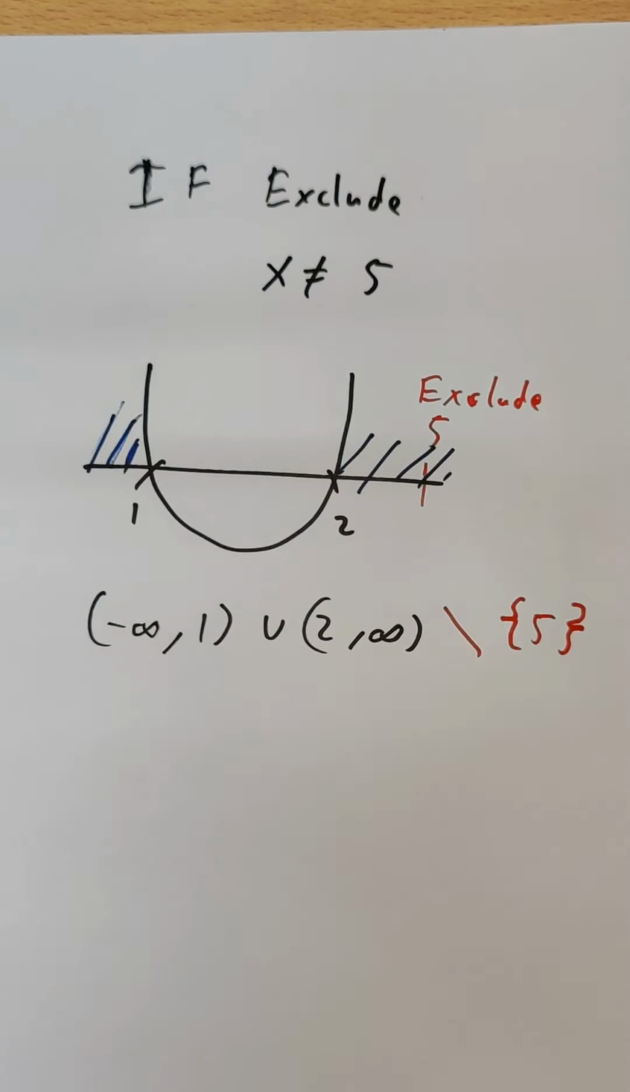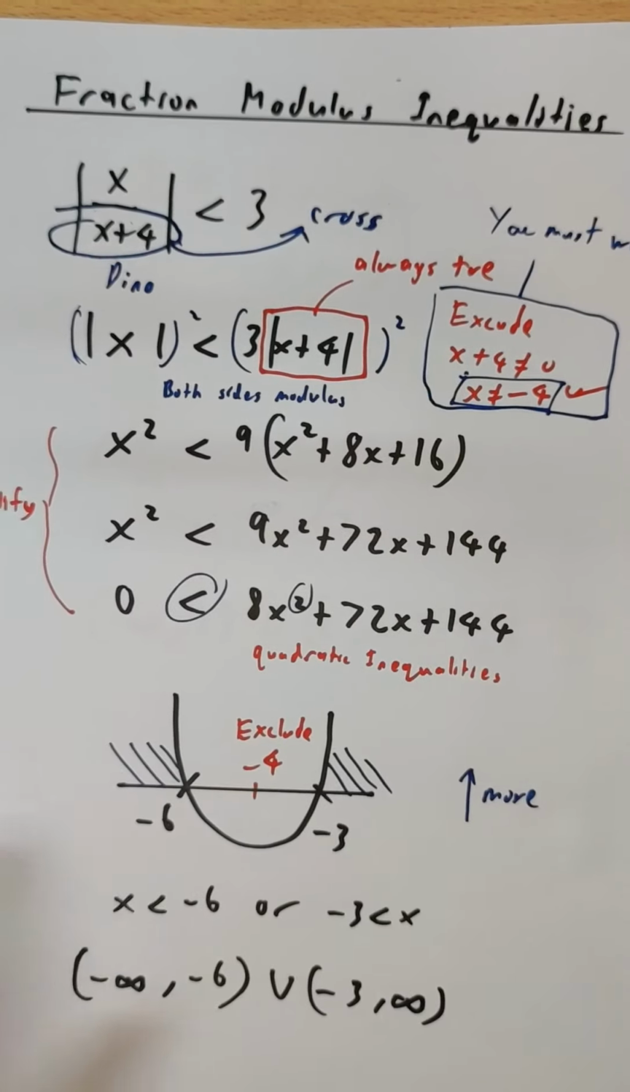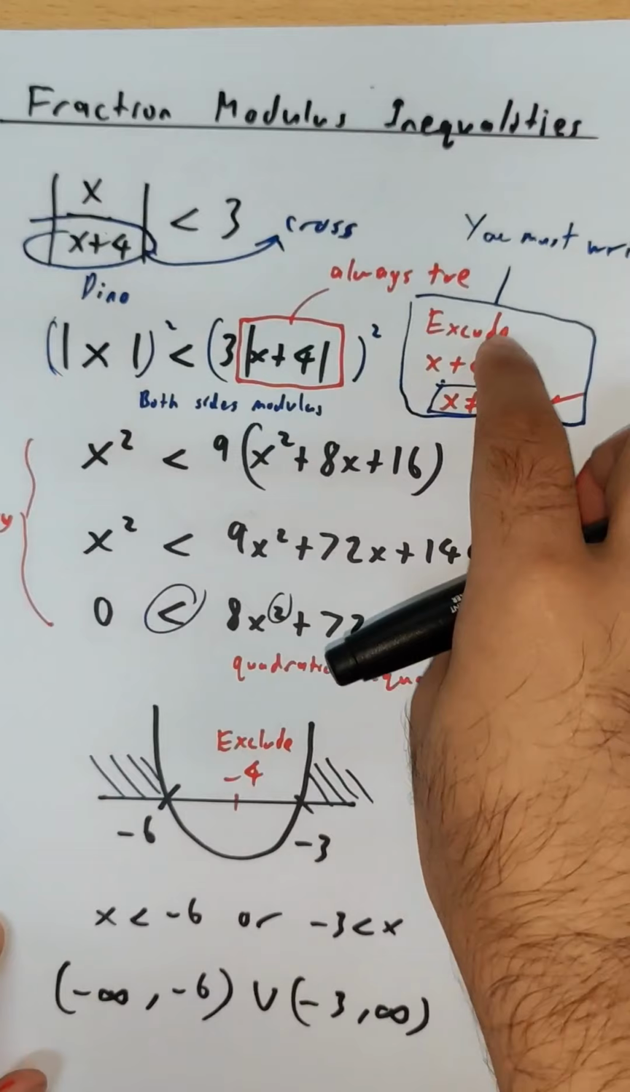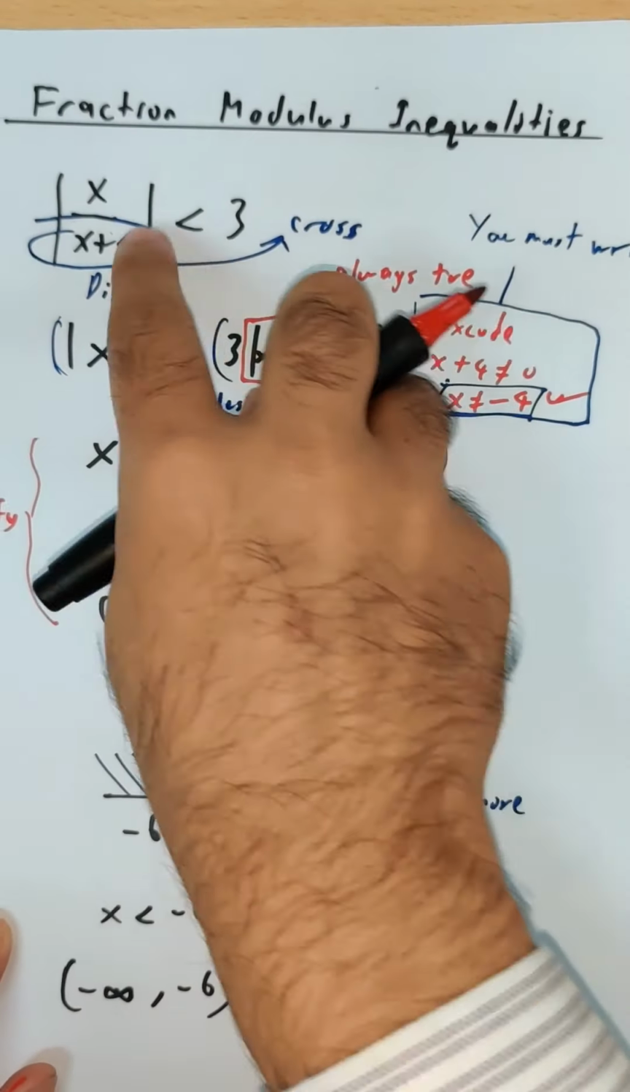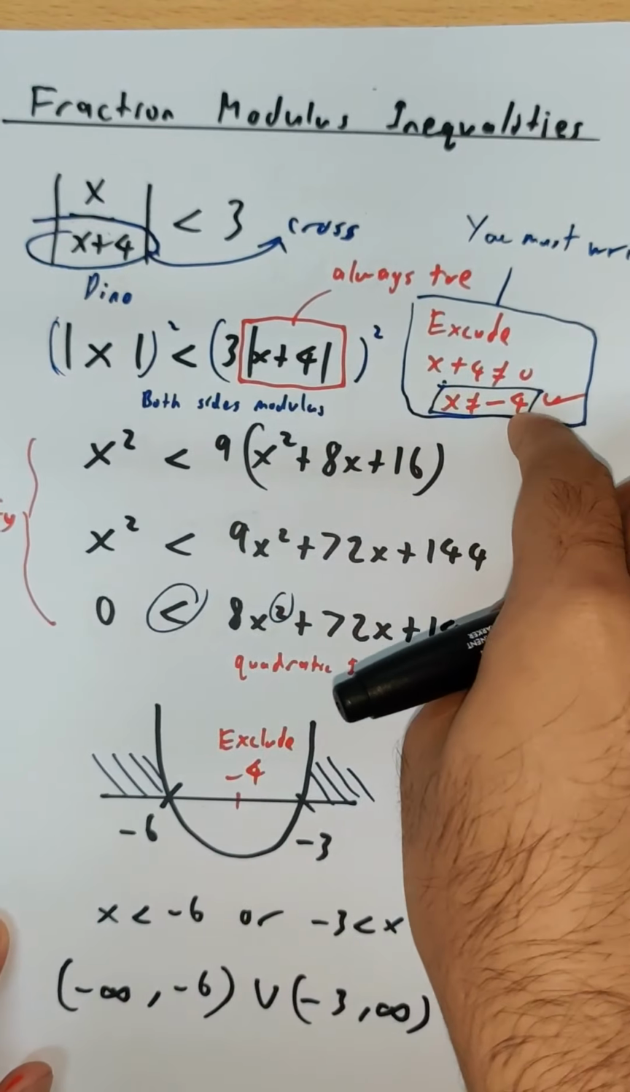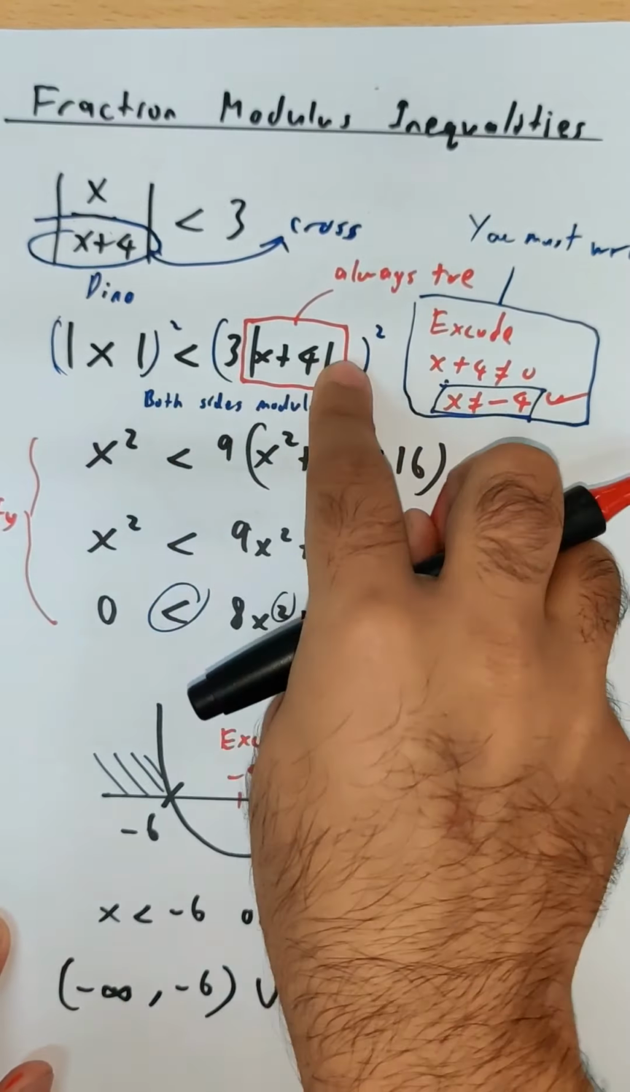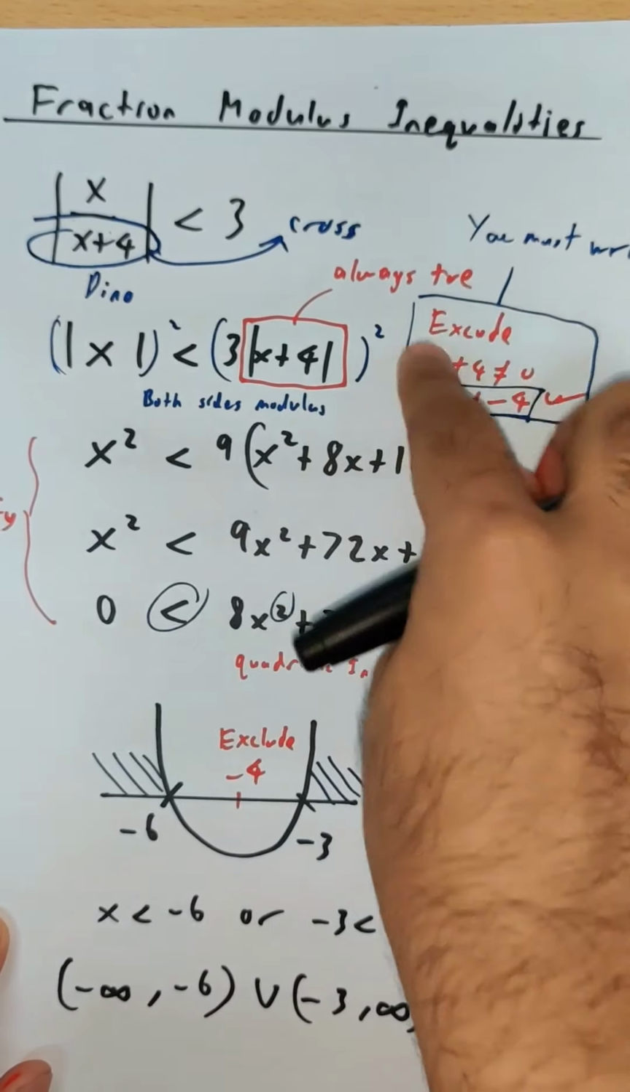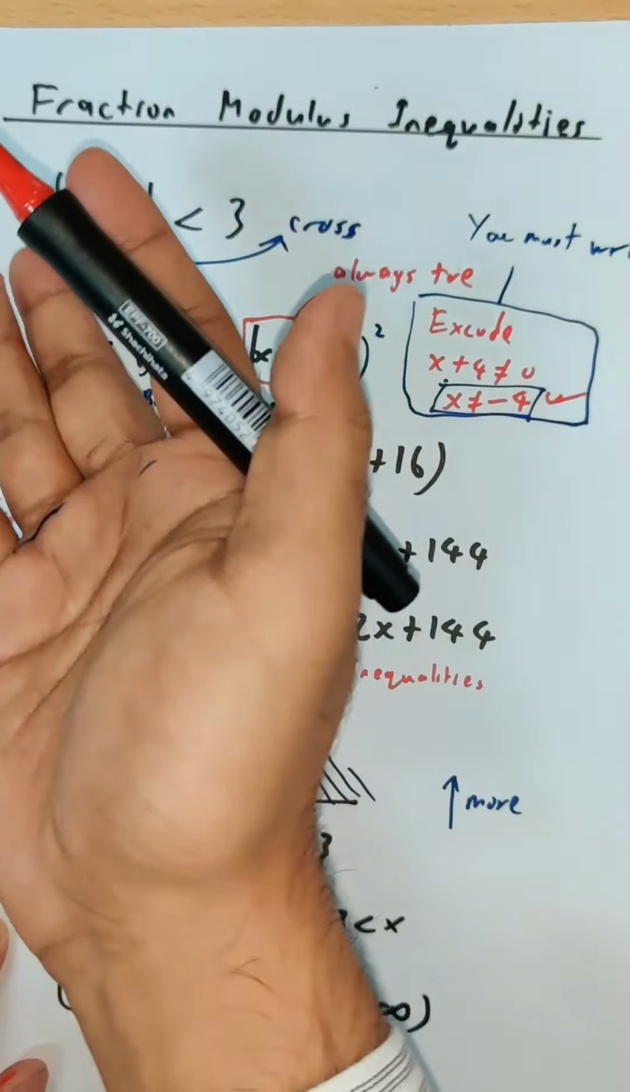I would like to stress one more time, remember to exclude it. In this one, you need to write down the line immediately after you have crossed it. If you do not write this line, then you will get 0 marks because you are technically dividing by 0.